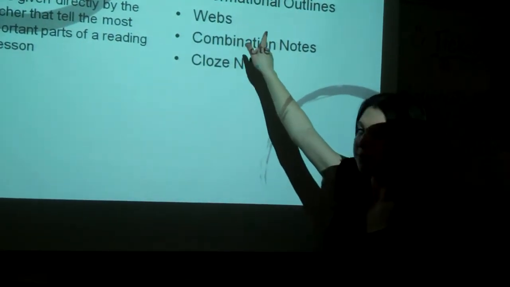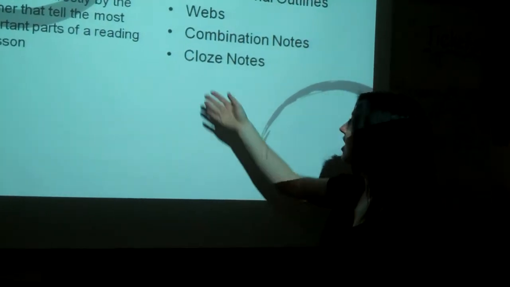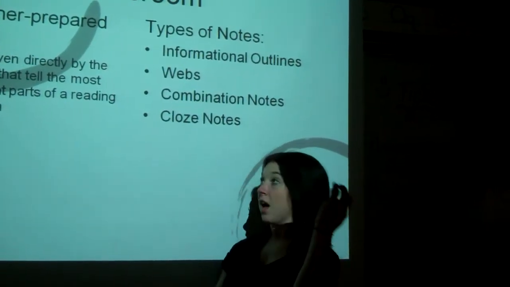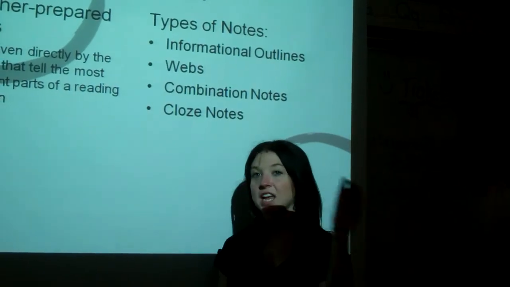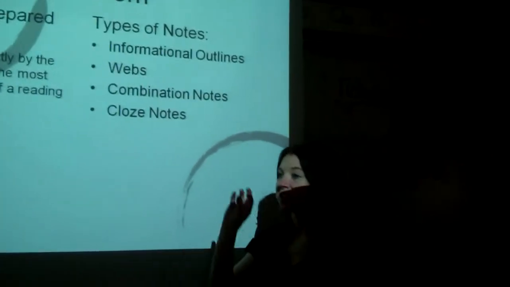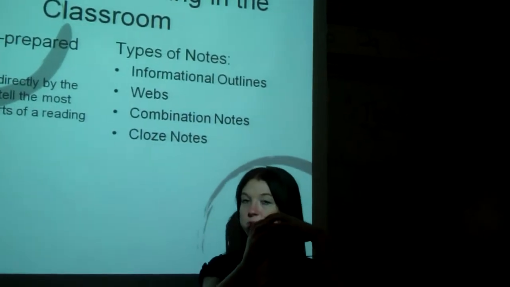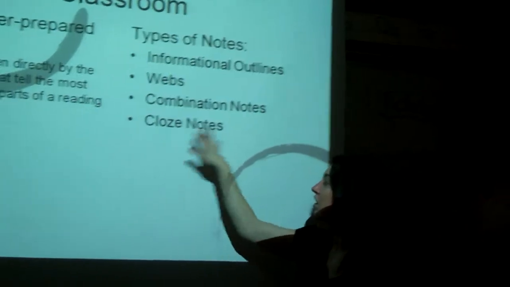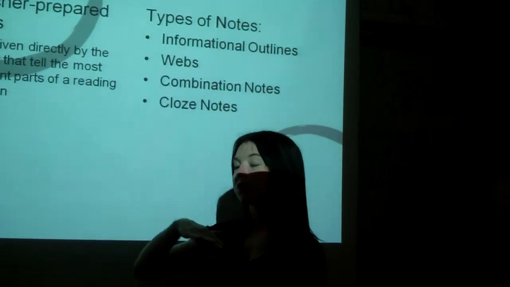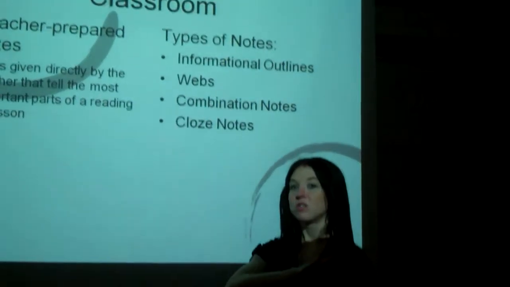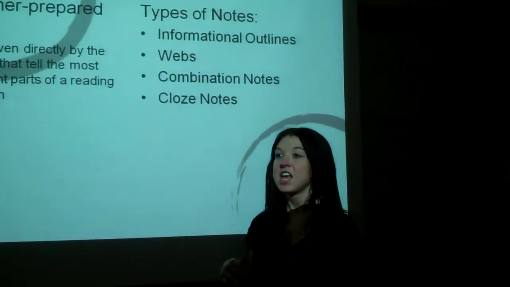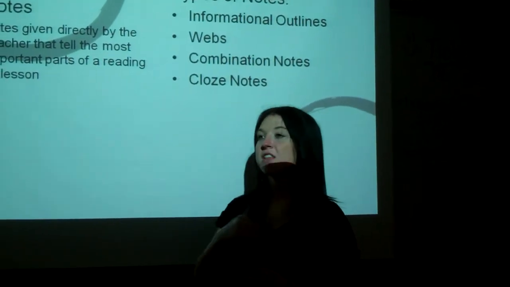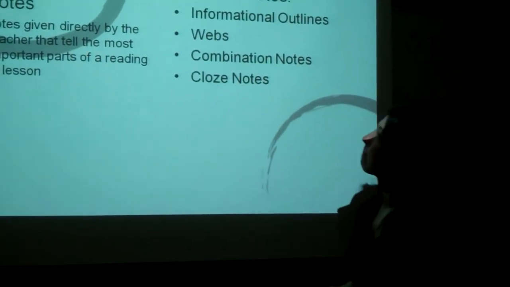There are also different types of notes that a teacher can provide for the students. Information outlines, where the student is given basically the teacher notes, already laid out for them. Webs, where students are classifying things into different groups, but also breaking down the most essential parts. Combination notes and closed notes. Closed notes would be where students fill in the blank. The teacher would write a sentence with important information, and then as she's lecturing, the students fill in the blanks. Or as they're watching a video, the students would fill in the blanks.